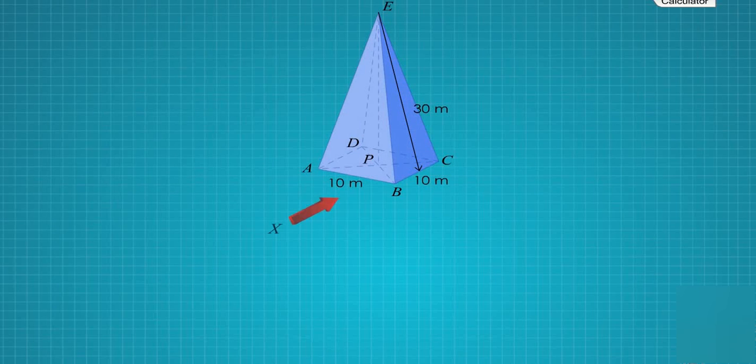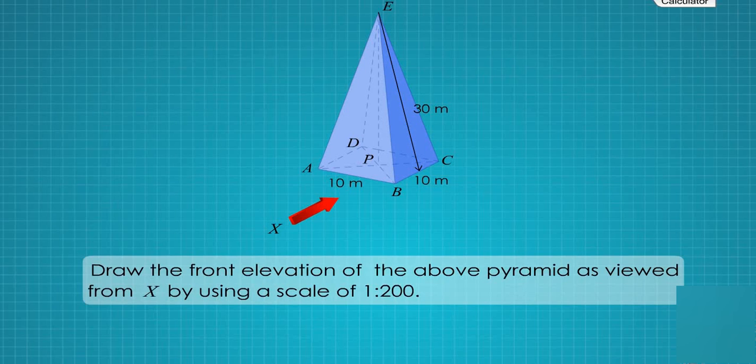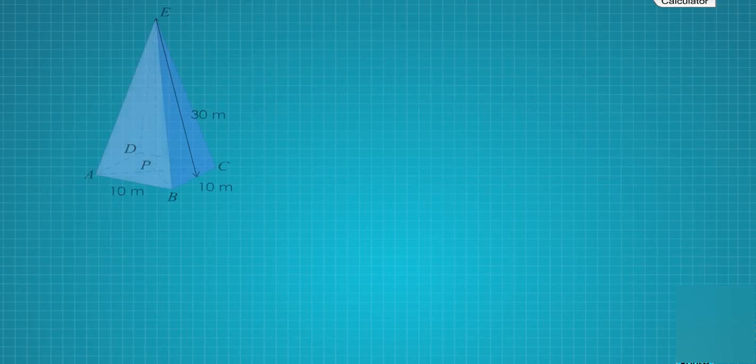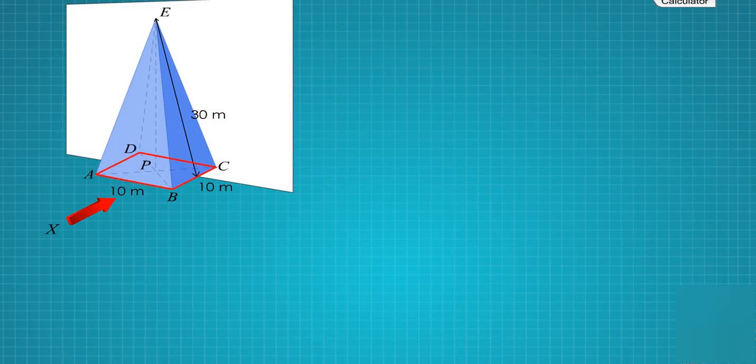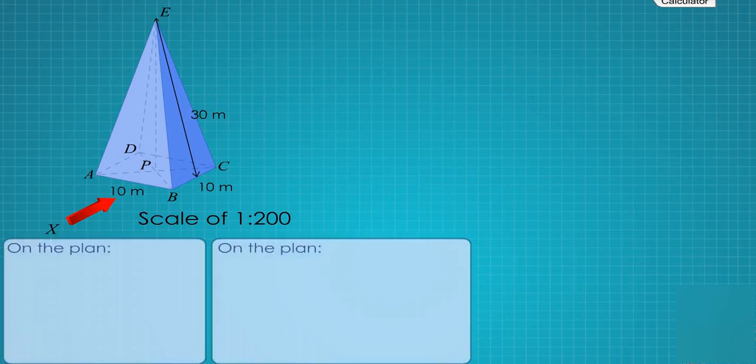Second example. Draw the front elevation of the given pyramid as viewed from X by using a scale of 1 to 200. Click on the Solution button to view the steps on how to calculate the measurements for the elevation. The front elevation as viewed from X is the orthogonal projection of the pyramid on the vertical plane perpendicular to ABCD. Given AB and BC are both 10 meters in length, and the side length is 30 meters. We are to use a scale of 1 to 200.